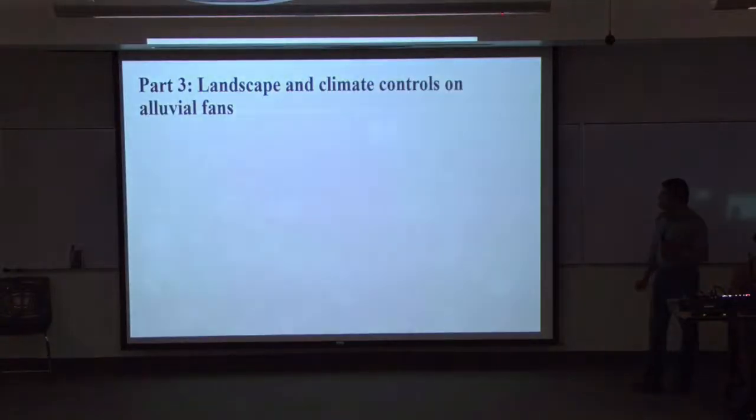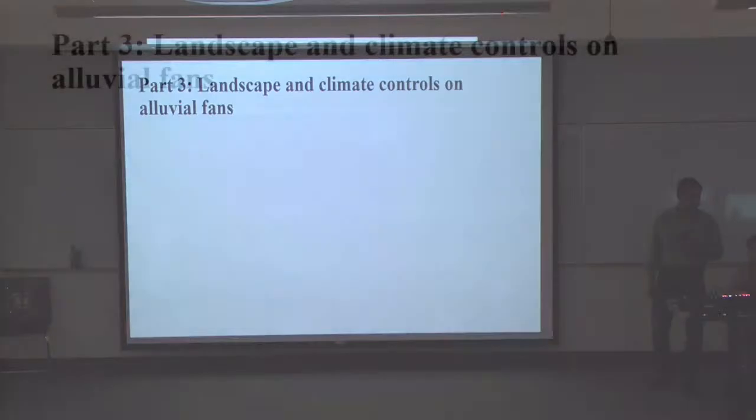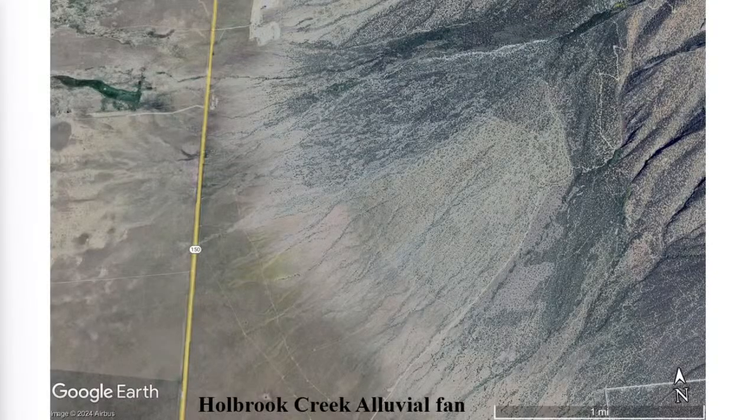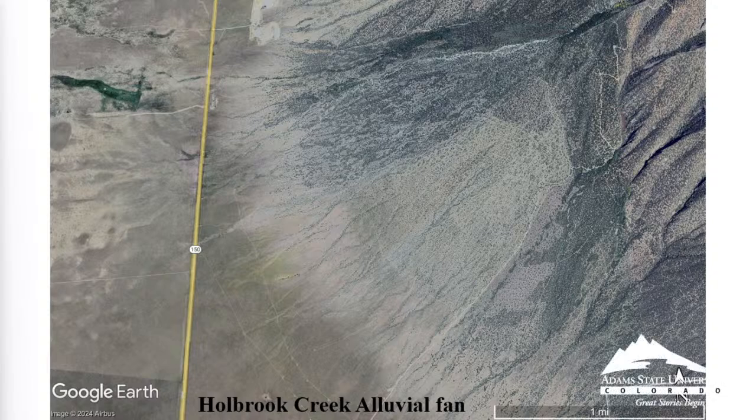All right, so we are done with part 2. Now we're going to move into the last part of the talk, which is on the landscape and climate controls on the shape that alluvial fans take. So back to our Holbrook Creek alluvial fan. We already know that from the top to the bottom, it goes from bouldery to sandy.